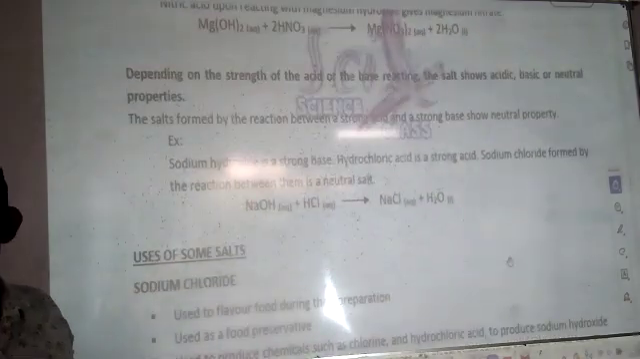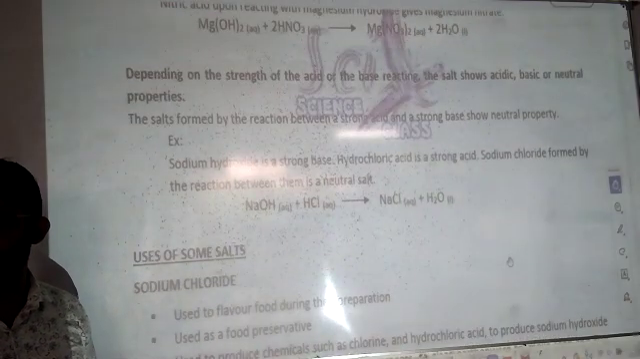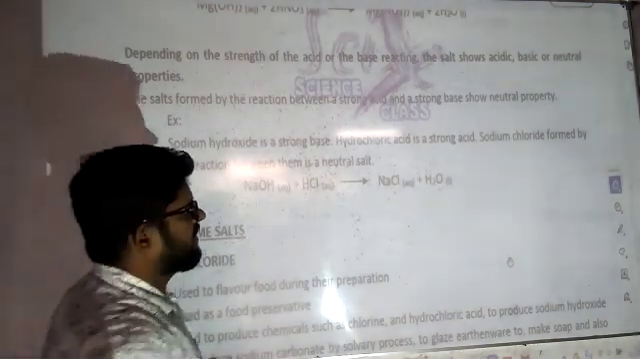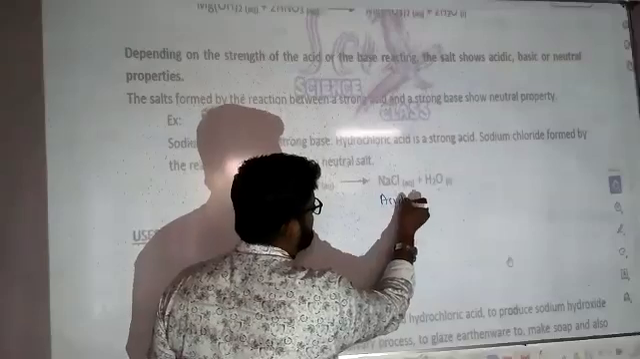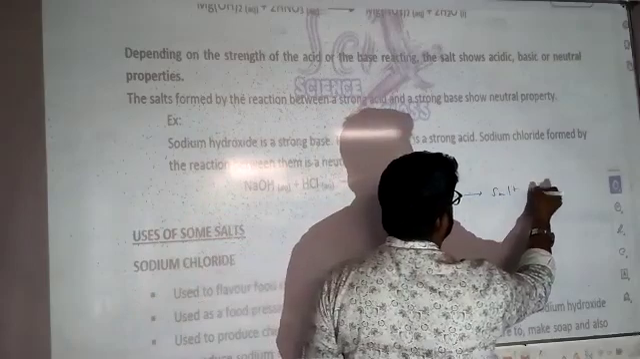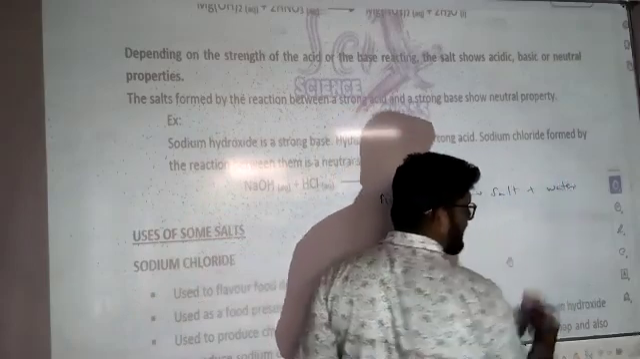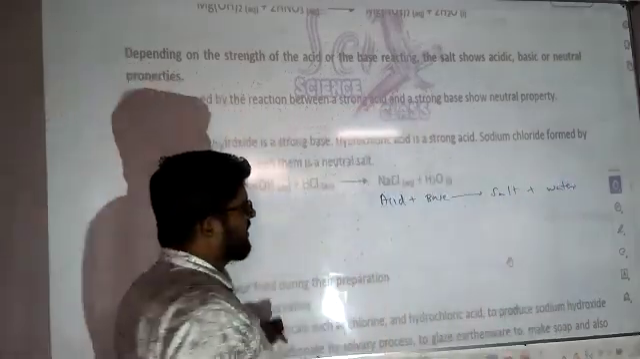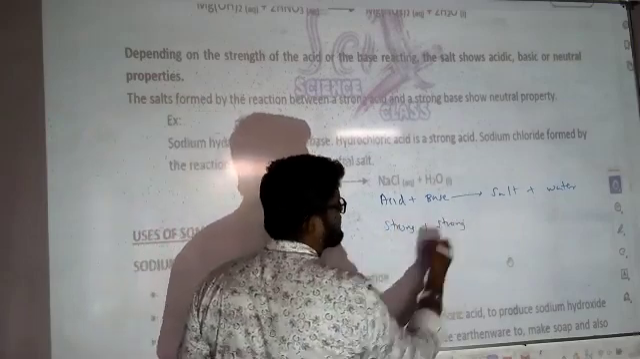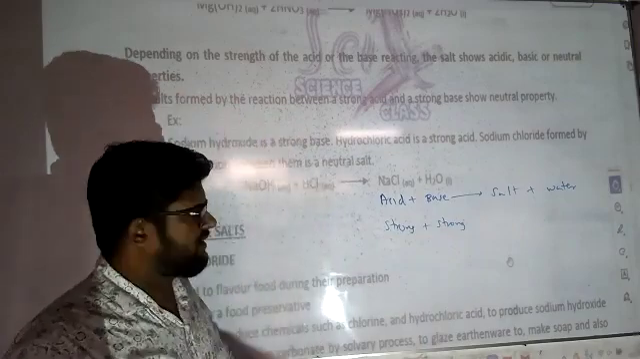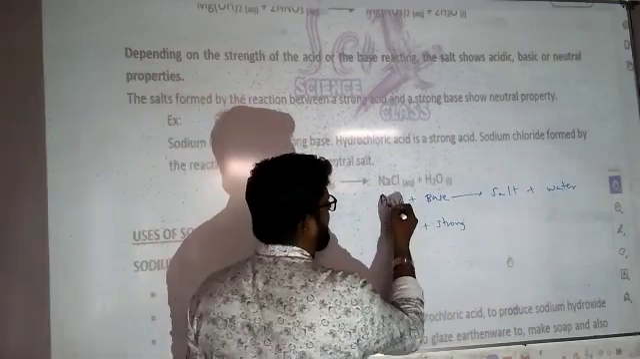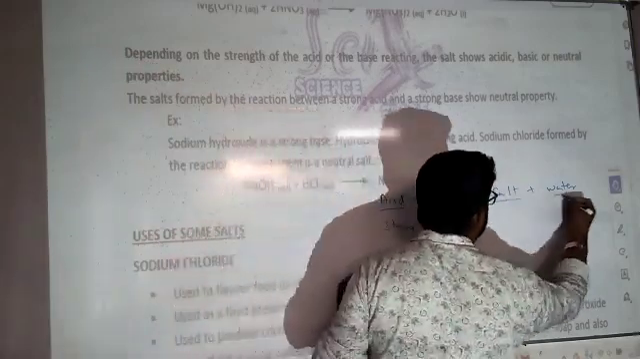Now, depending on the strength, we divided them, right? How did we divide them? Remember? Acid plus base gives you salt plus water, right? Now look here. If it is a strong acid plus strong base, I'm writing right below that: acid, base, salt, water.